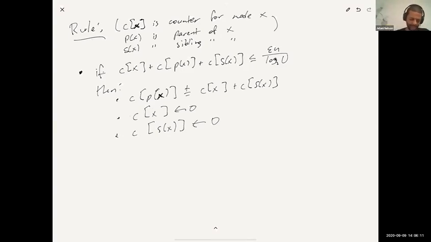So basically, just apply this rule whenever you can. That's the algorithm.